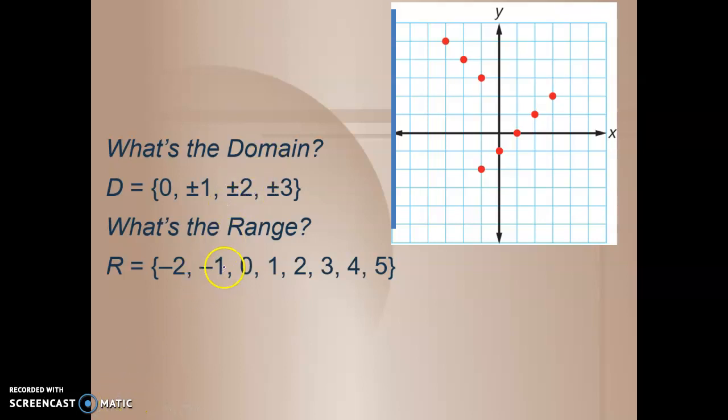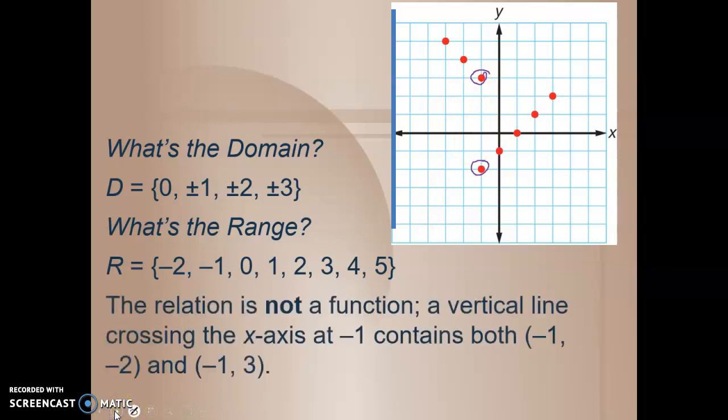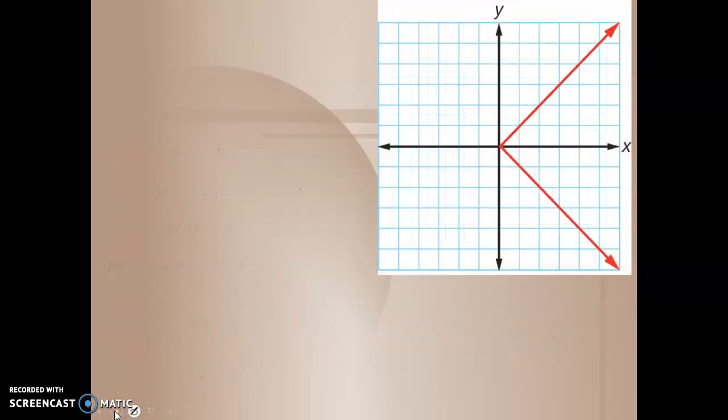Now, are any of our x values repeated? If you look carefully, you'll see that x equals negative 1 in 2 different spots. So we've got a repeated x equals negative 1. This relation is not a function because a vertical line crossing the axis at x equals negative 1 would contain 2 different spots. Let's run that vertical line test, and you see at that particular point it would cross through both of those red dots. So it would pass through 2 different points, therefore it is not a function.